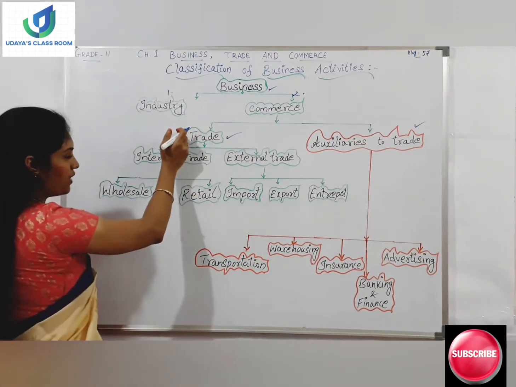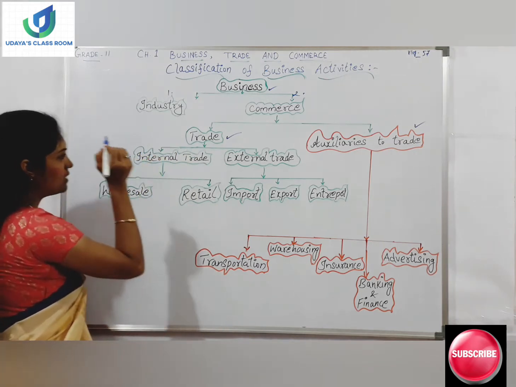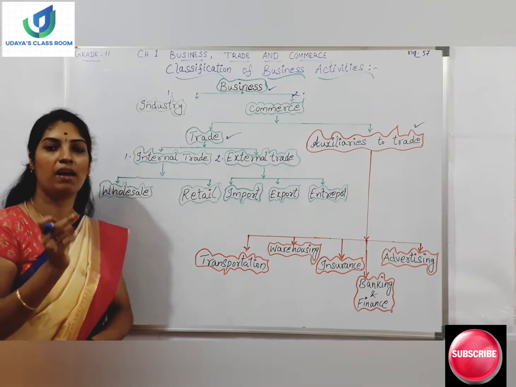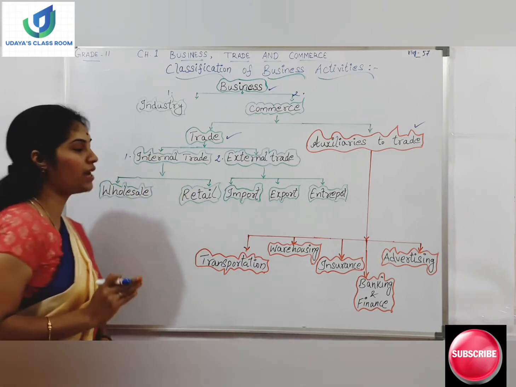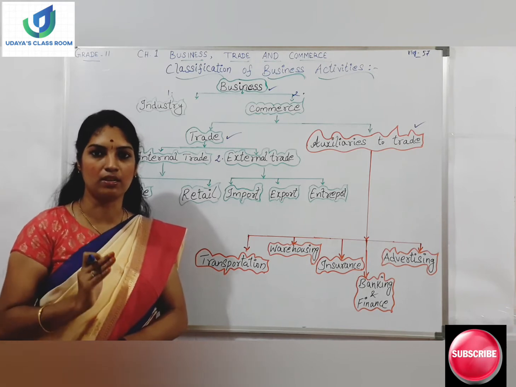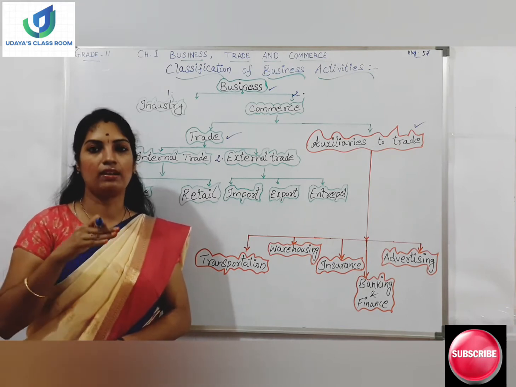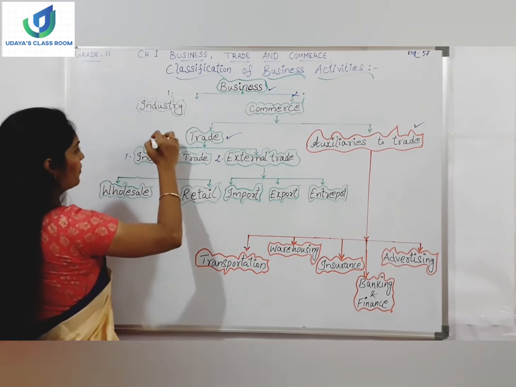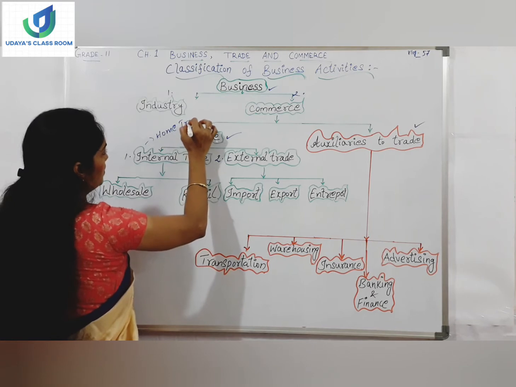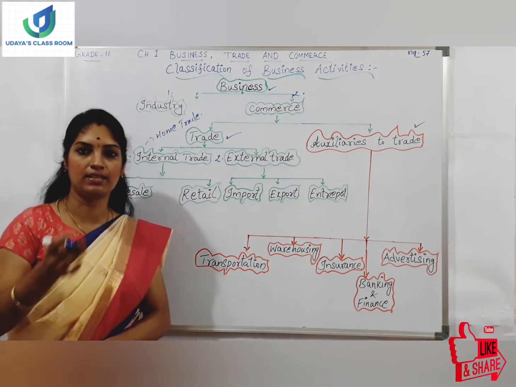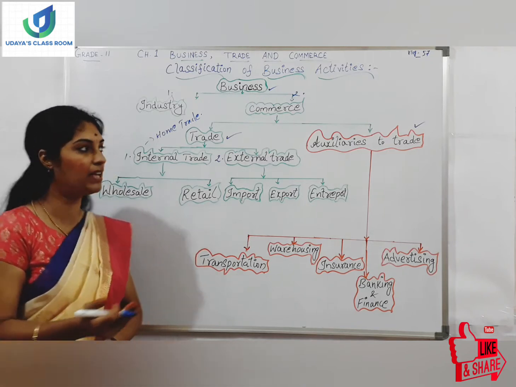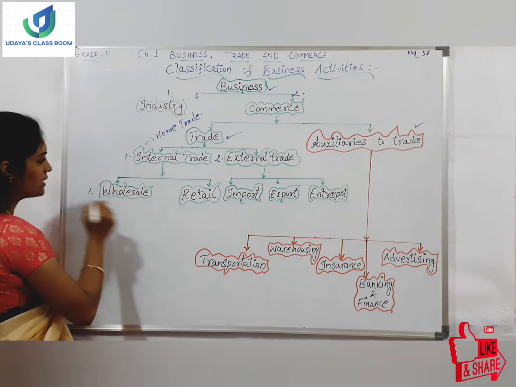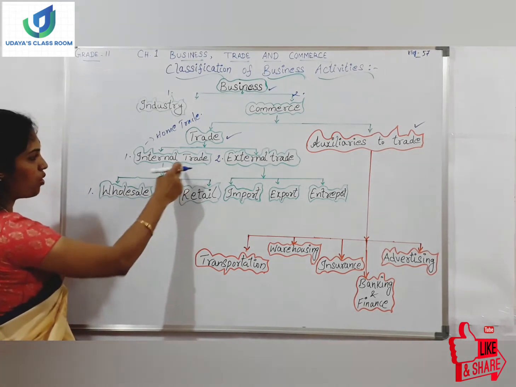First, let's see the classification of trade. Trade could be classified into internal trade and external trade. So, internal trade means what? First of all, trade means what? Trade means buying and selling of goods and services, right? So, internal trade means the buying and selling of goods and services that takes place within the geographical boundaries, within the geographical limits of the country. Internal trade is also called home trade. So, within the country, if the sales and purchasing of goods and services take place, that is called internal trade. So, what is the classification of internal trade? Wholesale and retail trade.